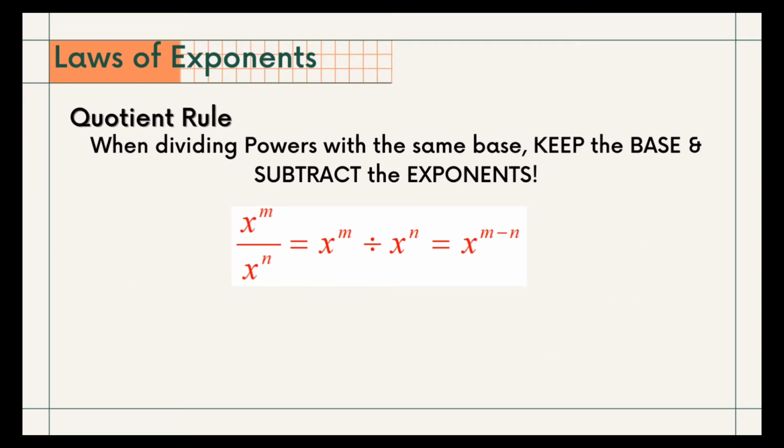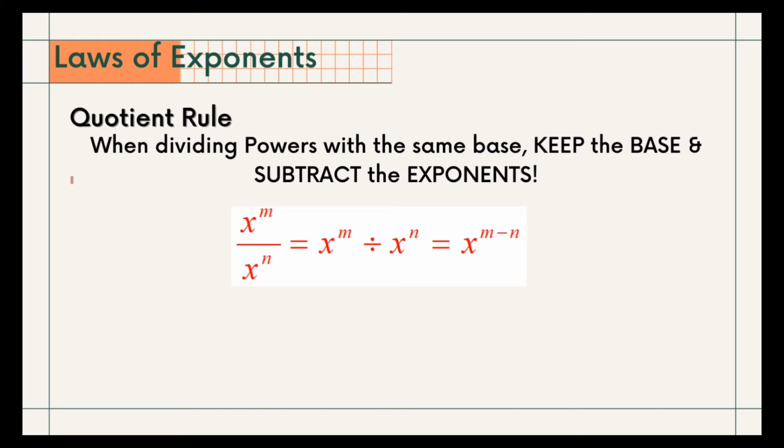Okay, let's have the second law of exponent. So we have the quotient rule. When dividing powers with the same base, keep the base and subtract the exponents. So kung kanina, kapag nagmumultiply tayo ng same base, copy the base and then add the exponent. Dito sa quotient rule po, we copy the base and then subtract the exponents. So we have here x raised to m divided by x raised to n. So that is equal to x raised to m minus n.